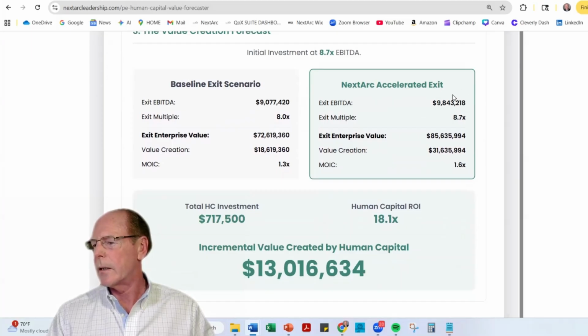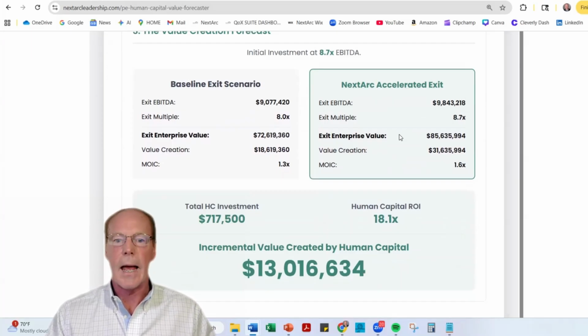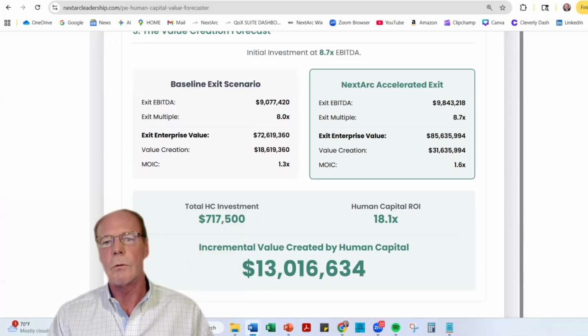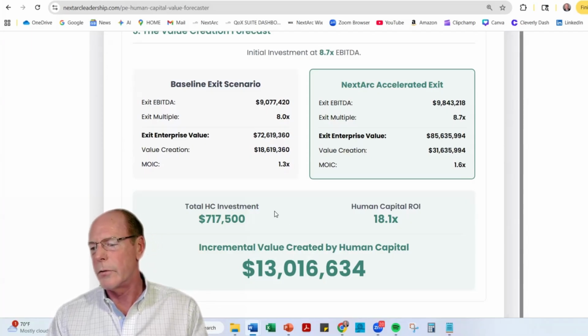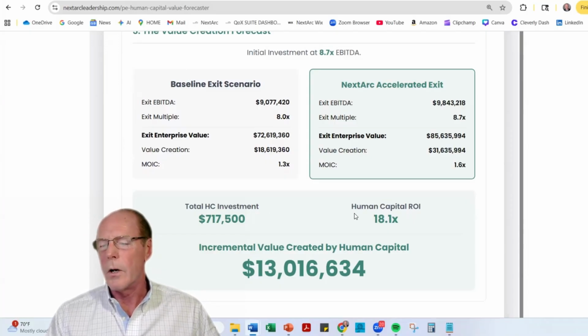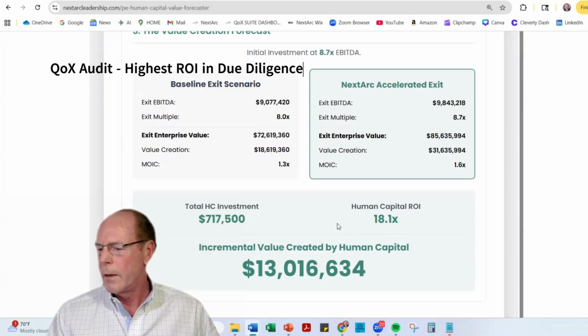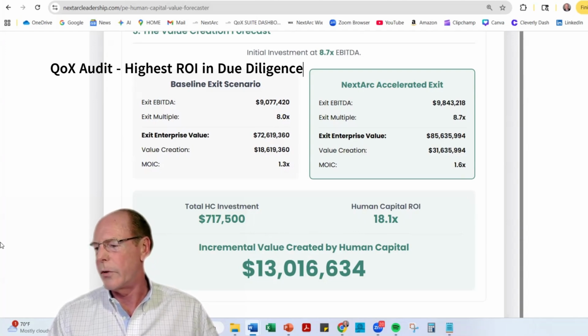So that's how we explain the rationale behind the lifts here, and the bottom line baseline exit scenario versus the NextArc accelerated exit using the EiX diagnostics and acting on those. So this is how we stop flying blind in the process. We diagnose specific issues, calculate the cost to fix them, and forecast the financial return. In this case, total human capital investment was around $17,500. The human capital ROI was 18.1, and the incremental value created by human capital was in excess of $13 million.